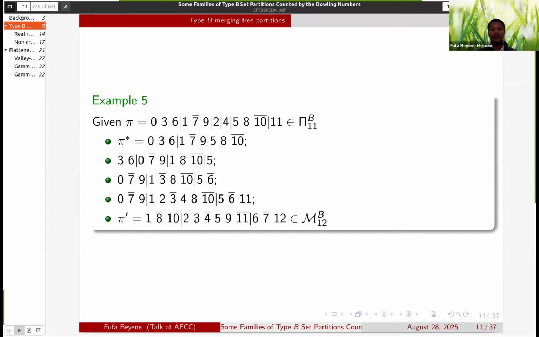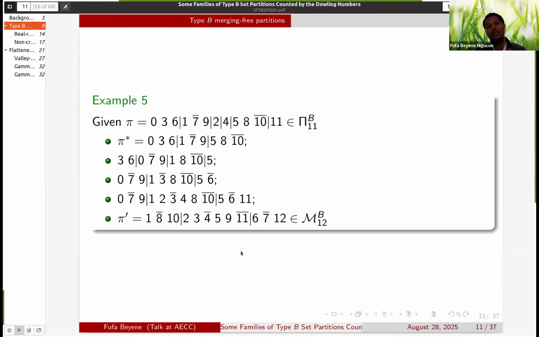Finally, we increase every integer in absolute value by 1, obtaining this partition. And you can check it is merging free, and the size is increased by 1. So why is it merging free? Maximal here in absolute value is bigger than the minimal here. Maximal here is bigger than minimal here. So the resulting partition is merging free.